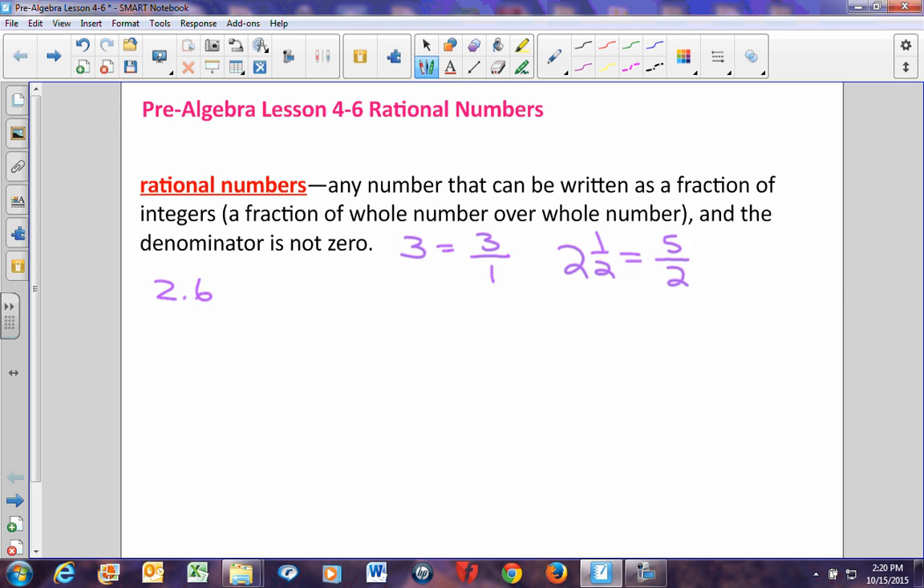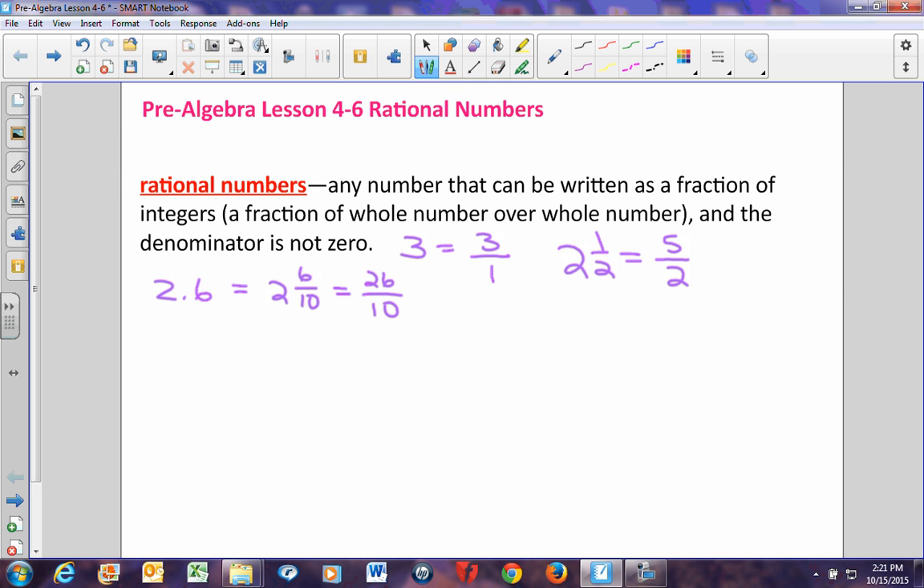2.6 is also a rational number because that's the same thing as saying 2 6/10, which can be rewritten as 26/10 if I wanted to rewrite it that way. Any decimal that ends or repeats in a specific pattern is also considered to be a rational number.